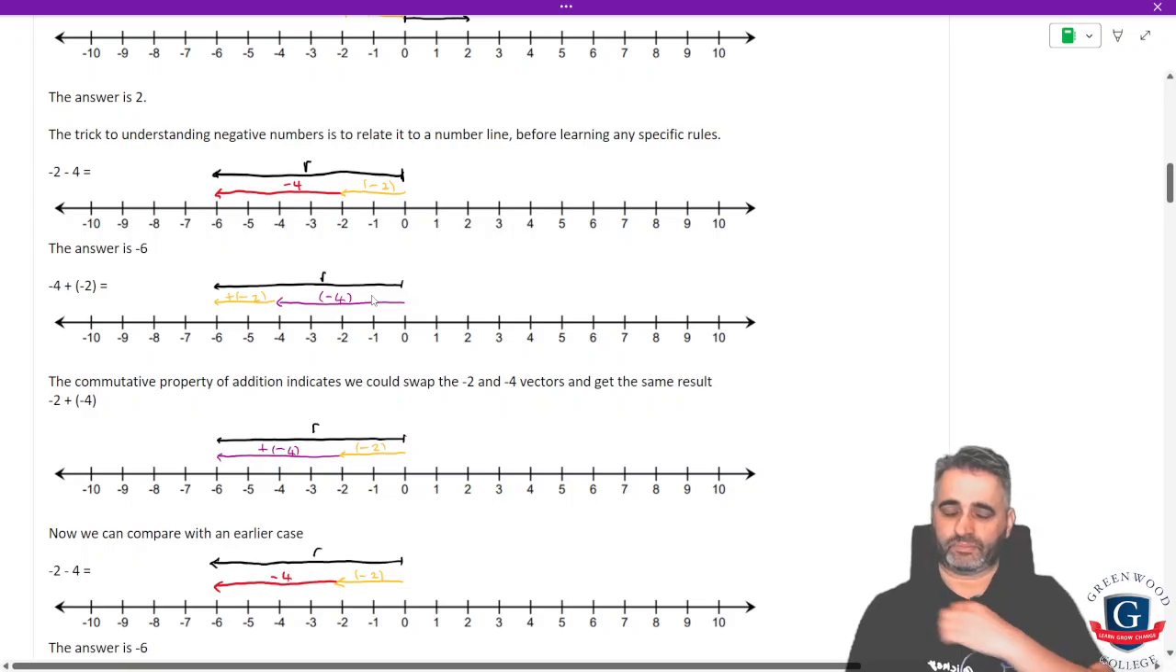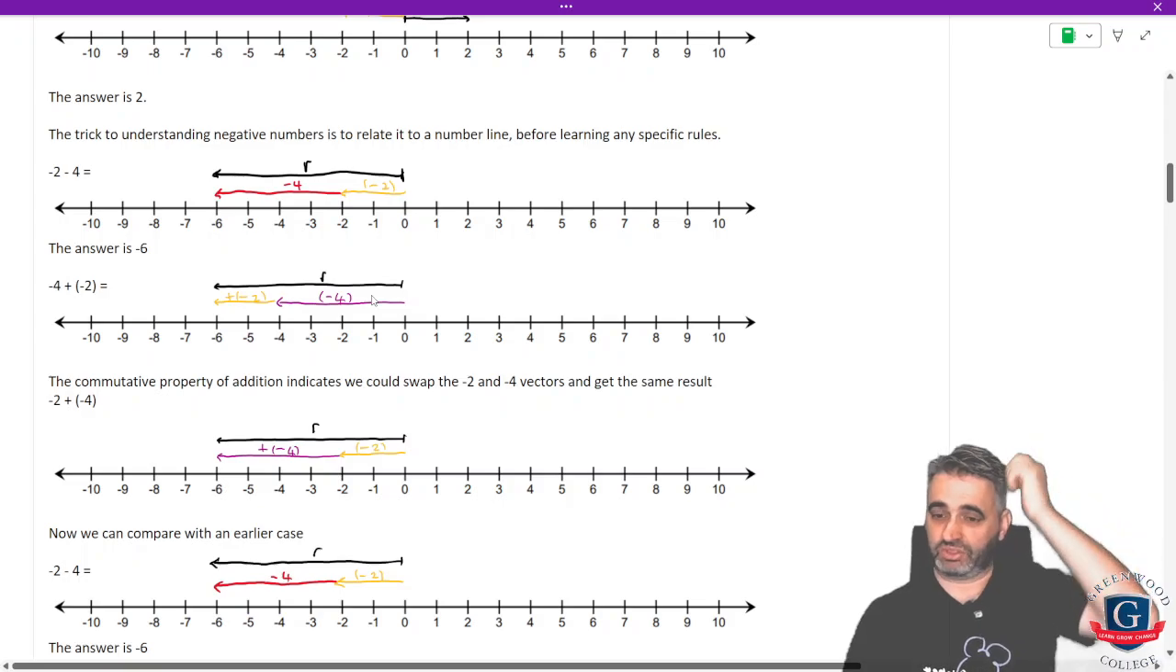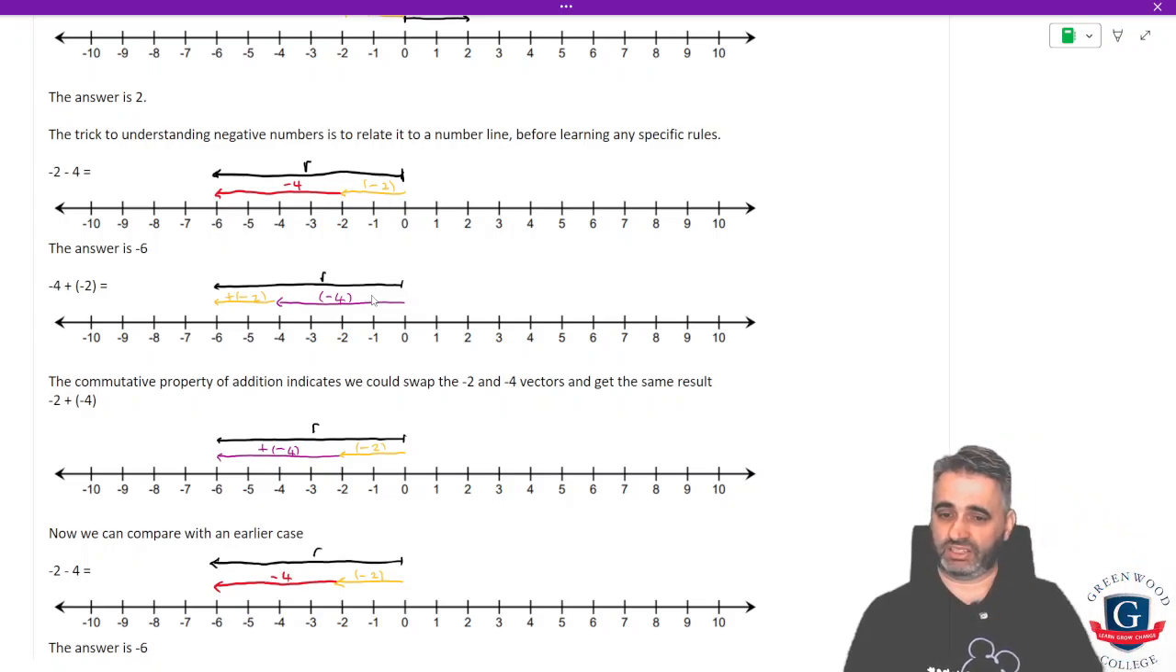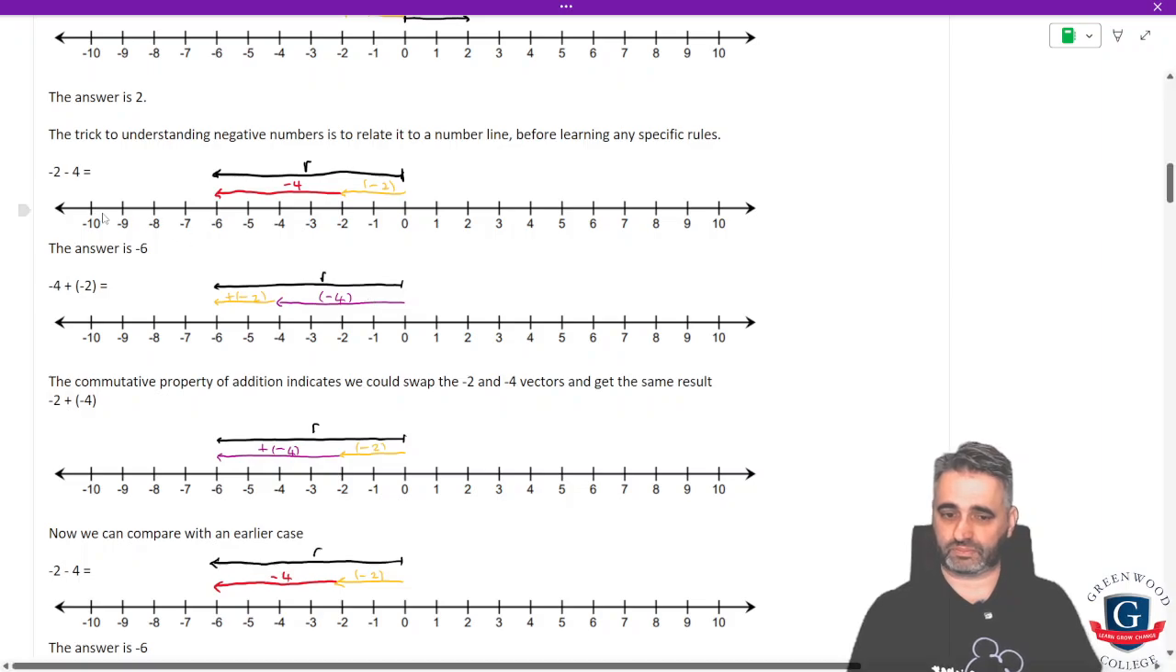Okay, and very much the case of understanding negative numbers, so you can see when you've made a mistake, is to relate it to a number line to start with, before learning any specific rules. The temptation to learn the rules tends to lead to errors in the long term, if you don't understand this first. And I get it. Number lines in primary school were a bit babyish and nobody liked them, but in high school they're actually really useful at times.